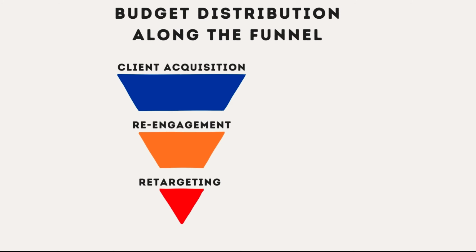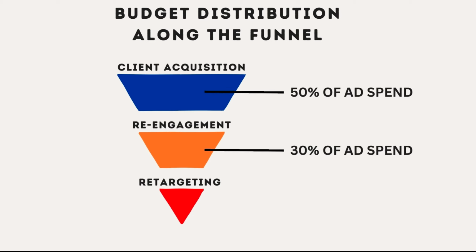Now, what we have found to work best is to go with a 50-30-20 split. This being 50% of your budget towards your client acquisition, 30% of your budget towards the re-engagement or the warm audiences, and then 20% of your budget towards retargeting and remarketing. Now, this isn't a set rule.